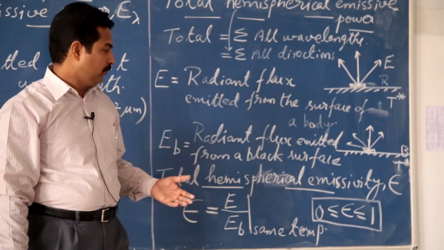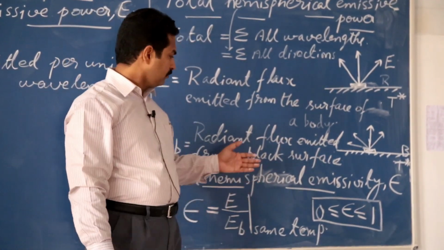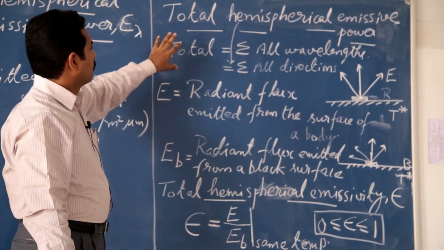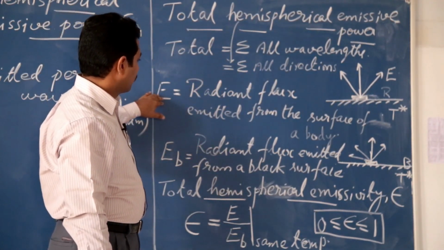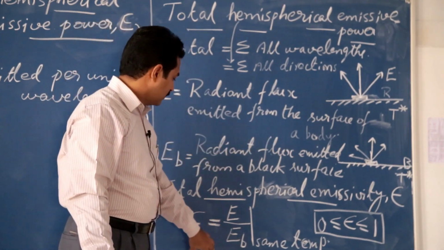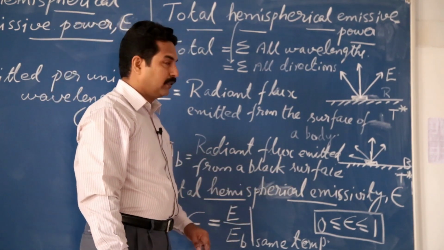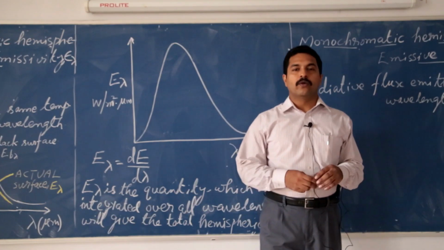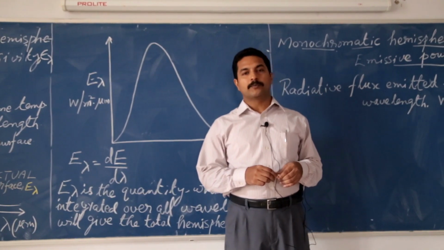I think we have already done some experiments to find out the emissivity of a surface in our heat transfer lab. So this is total hemispherical emissive power. Total means all wavelengths and hemispherical means all directions. This is for the emissive power of a real surface. Then we have the black surface. Real surface emissive power divided by black surface emissive power, that term is emissivity, also at the same temperature. The value of emissivity can lie between 0 and 1. We already studied total hemispherical emissive power and total hemispherical emissivity.